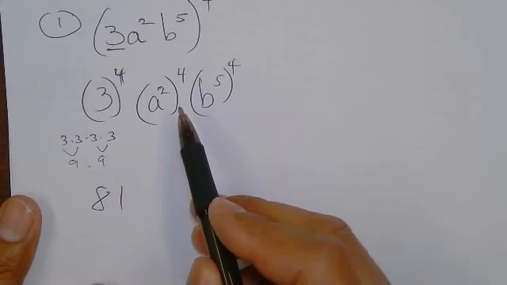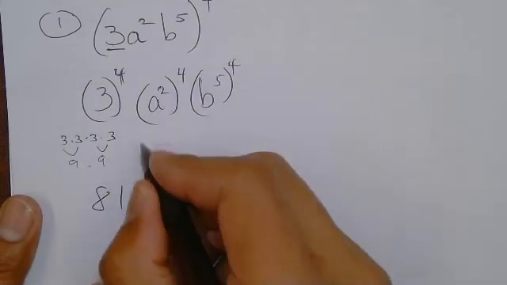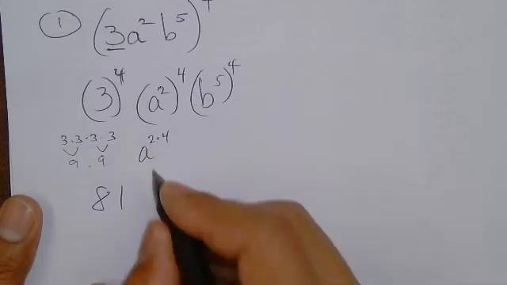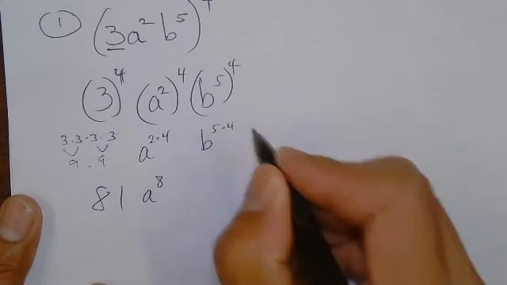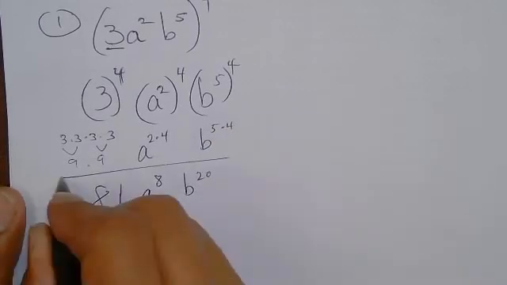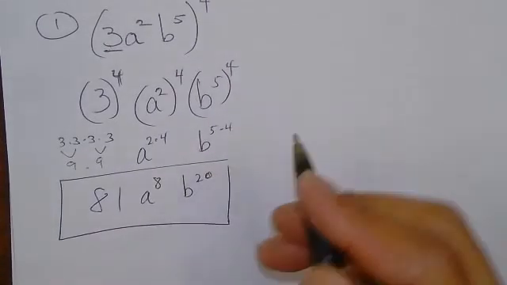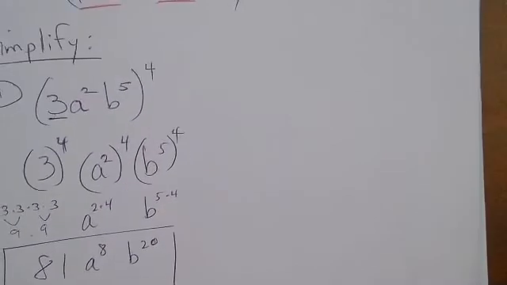And here, what do you do when there's a power or exponent raised to another power? That is when you multiply them, correct. So that'll be a to the 8, and 5 times 4, b to the what? Remember this, right? We're good? 2 times 4 is 8. 5 times 4 is 20.